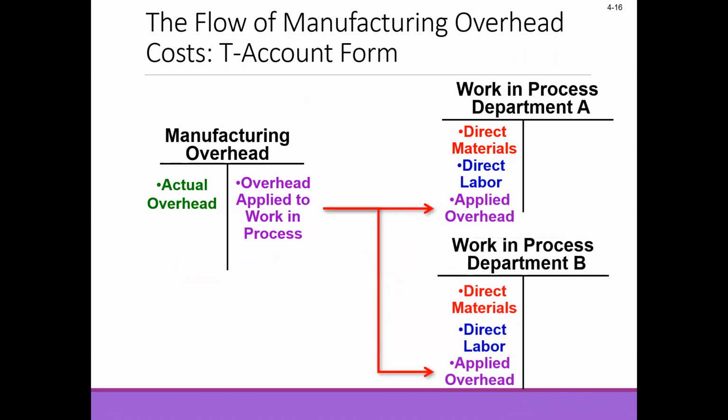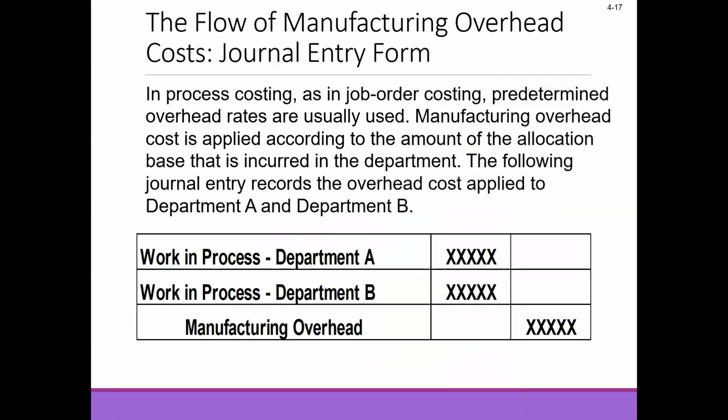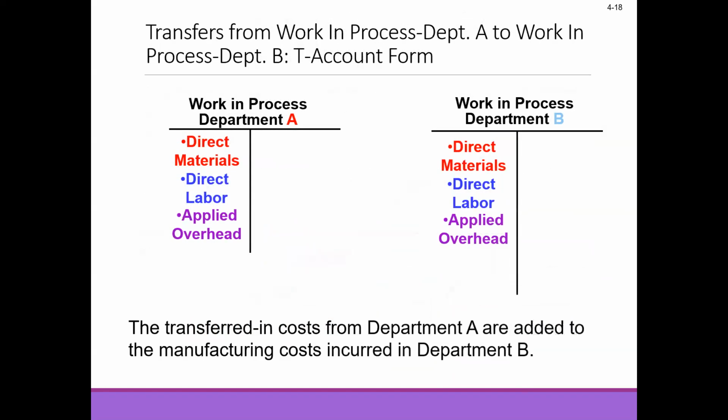Here you see now the manufacturing overhead that's being applied to the various departments. So guys, it's just like job order, except instead of jobs, we've got departments. Here is the journal entry to show the manufacturing overhead going into Department A and Department B.